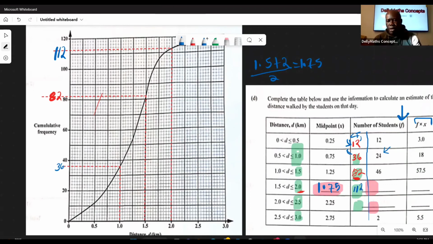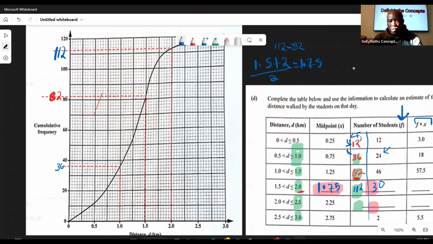So the cumulative frequency at 2 is 112. The frequency now is to subtract: 112 minus 82 will give us 30, and that is the frequency we're looking for. I only went through all of the others so that you could feel confident that this is how you really find the frequency when you have the cumulative frequency curve.